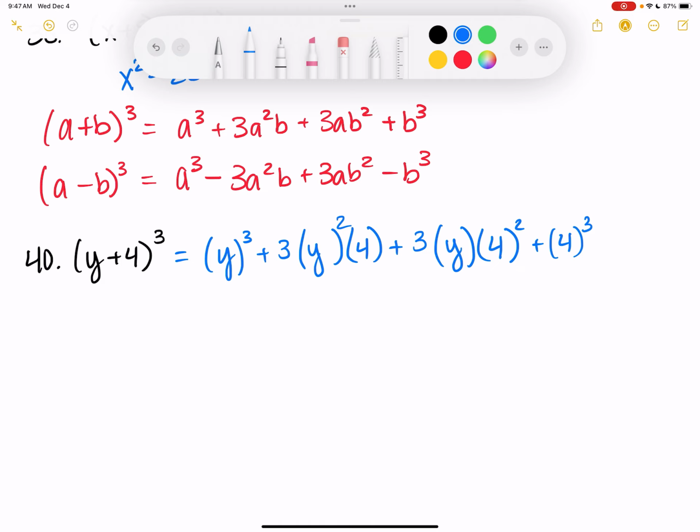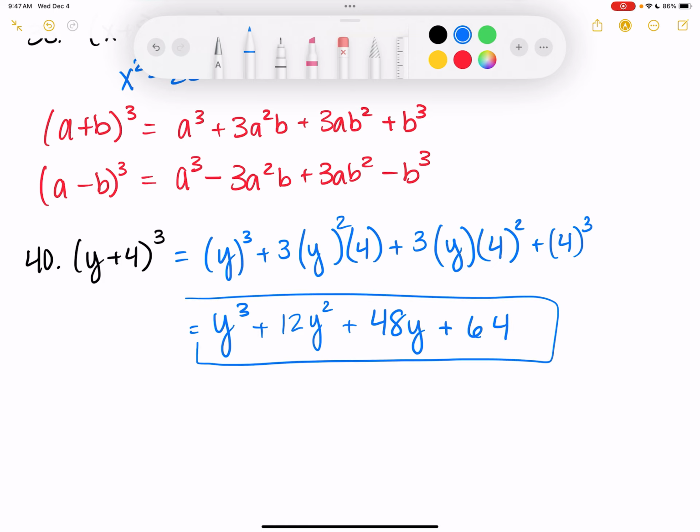So now, we still want numbers then letters, obviously. So this is going to be y cubed plus 12 y squared plus, what is that, 16 times 3, 48, y plus 64. Yeah. And that would be your answer. This section is easy, it's just really long.